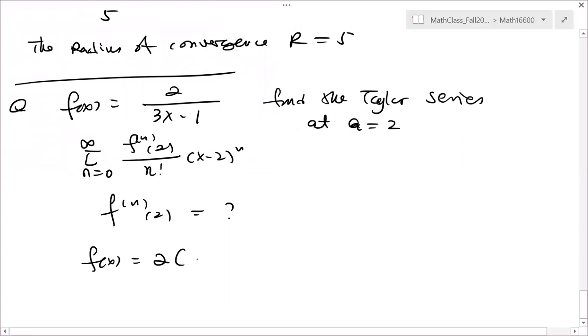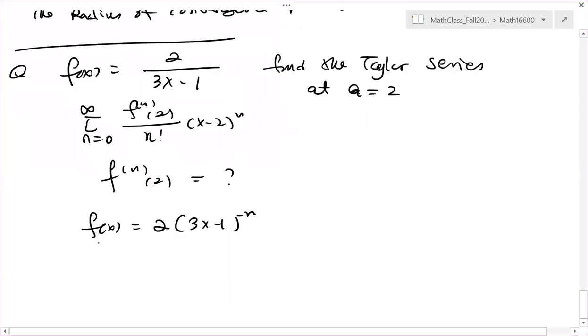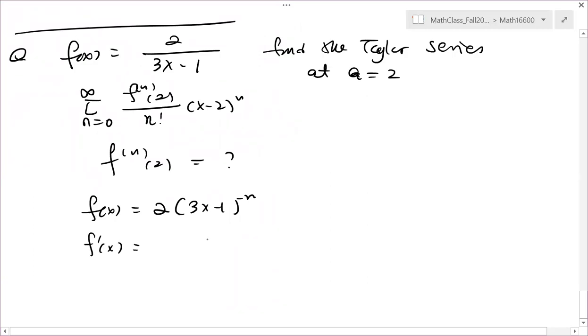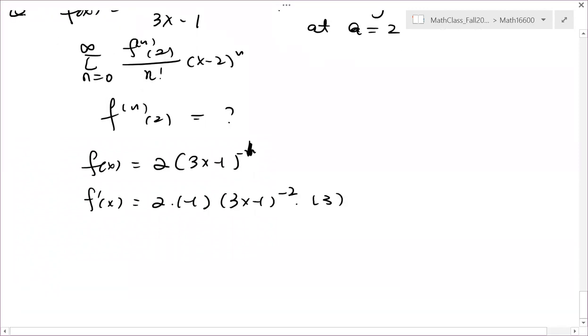It's going to be 2 times (3x minus 1) to the negative power n. So you have to write down the general formula, right? The 2 is always there. So it's going to be negative 1, right? So this is negative 1, then (3x minus 1)... don't multiply this out. If you multiply that, you don't see the logic pattern. Negative 2, and then times 3, okay? Because the derivative of 3x minus 1 is 3.